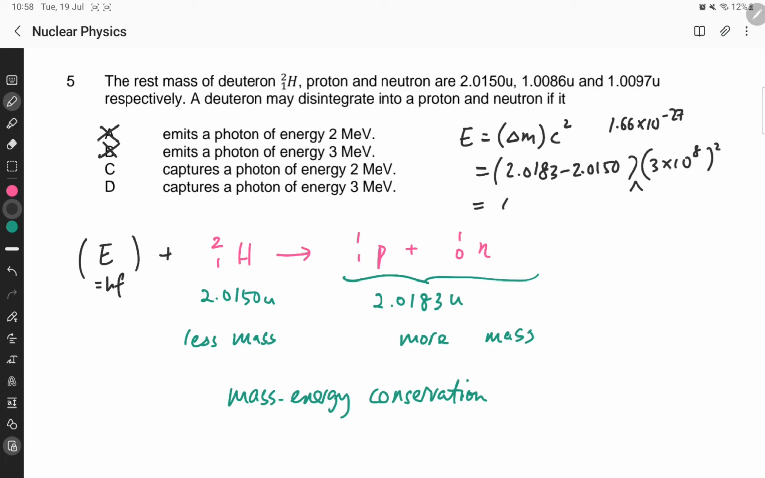So we calculate, and we'll have 4.93 times 10 to the power of minus 13, which is in terms of joules. We divide by 1.6 times 10 to the power of minus 13, so that gives you the answer in MeV. This conversion is really common in nuclear physics. So you get around 3 MeV, and the answer is D.